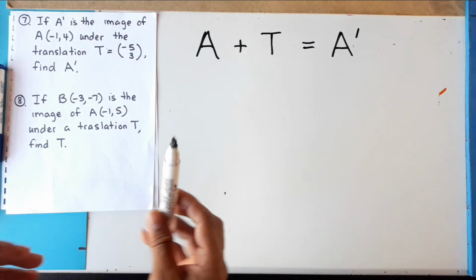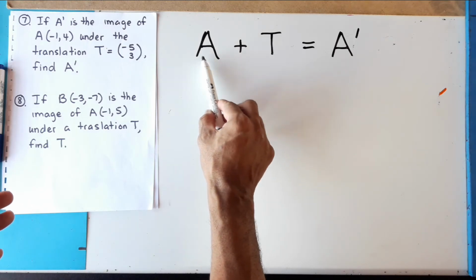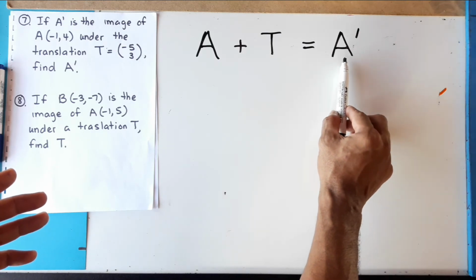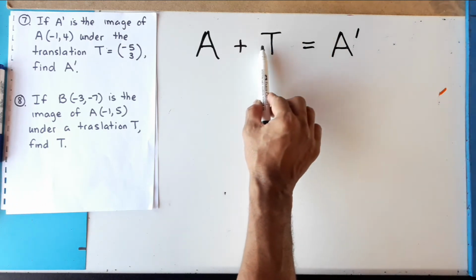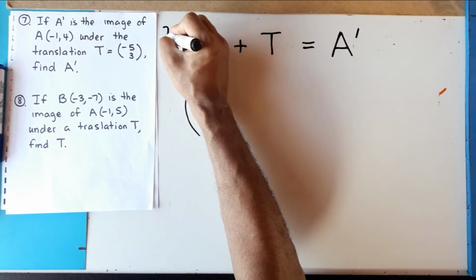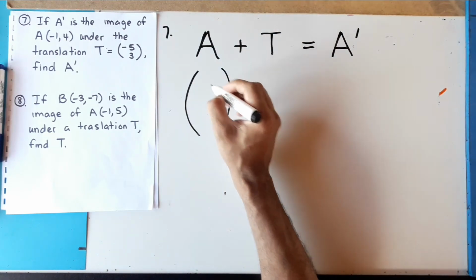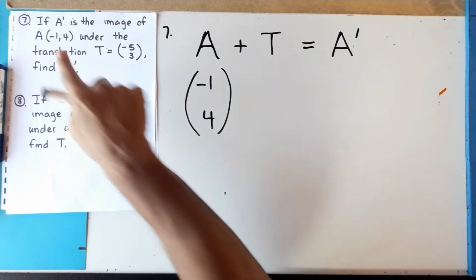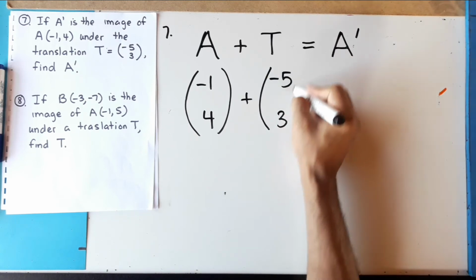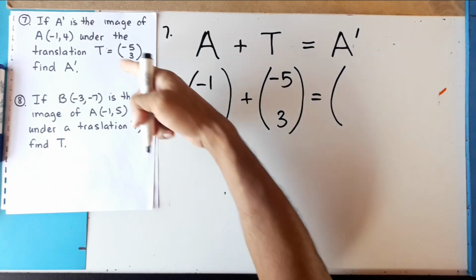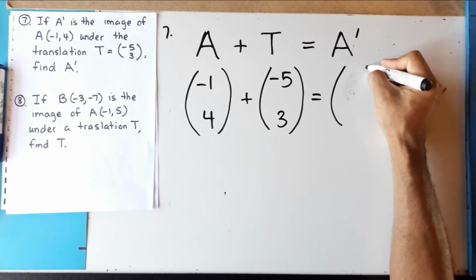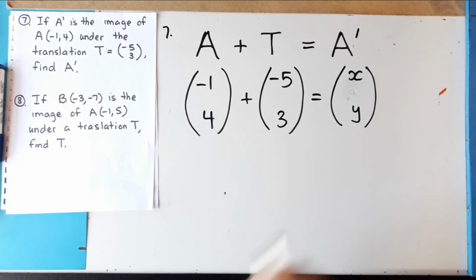Okay? So you can also say that A was mapped. Here the key word, A was mapped or moved to or changed to A prime. And what caused that? T. So let's put the actual values in. Oh, this is number 7. I should write number 7. A is how much? A is minus 1, 4. That's this guy here. We are applying the translation minus 5, 3. And when we do that, we get A prime. Now, we don't know A prime, right? We don't know the values of A prime. So we're just going to call it X and Y.